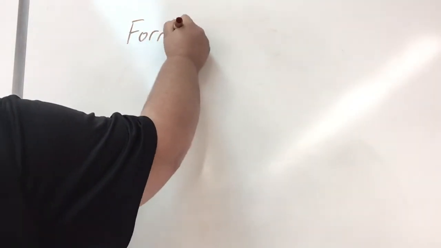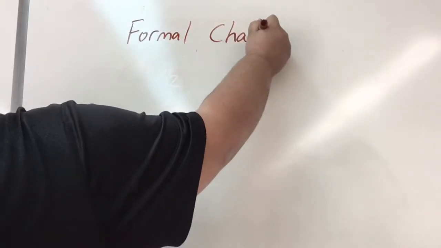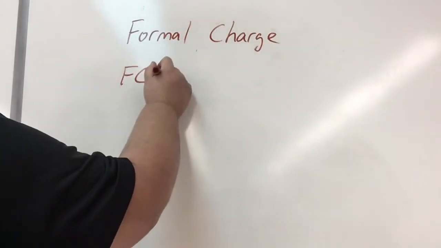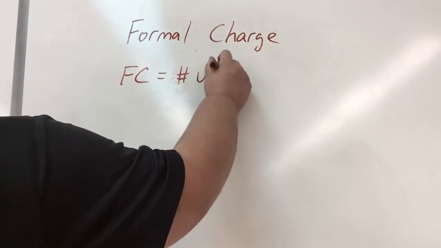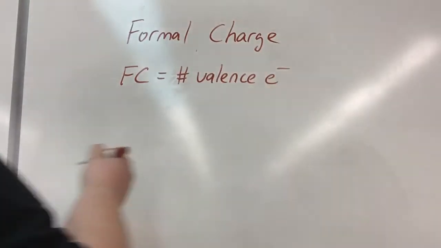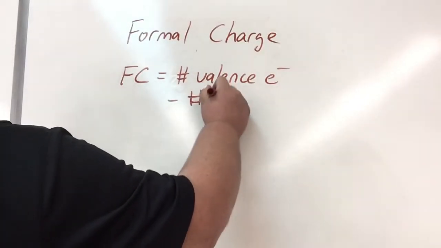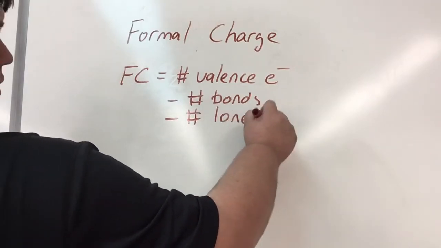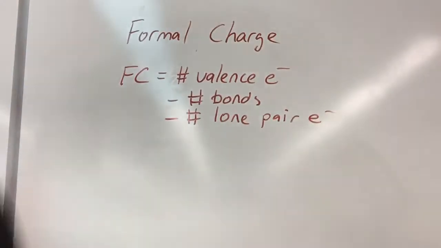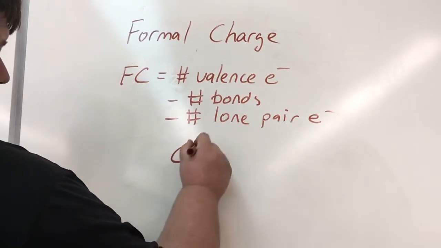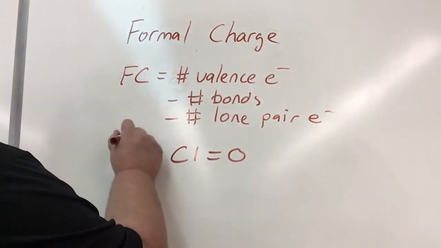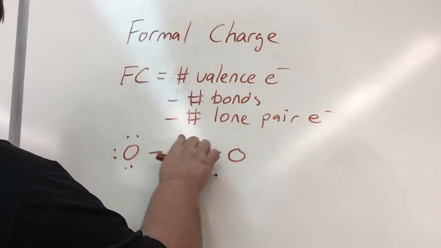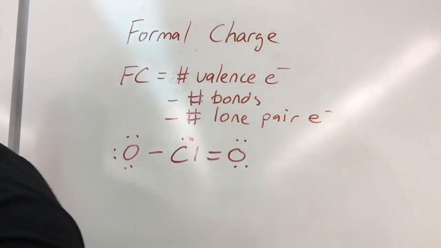So formal charge is a measurement of the electrons in a compound. All right, it's a formula. So formal charge is equal to the number of valence electrons on the atom minus number of bonds minus number of lone pair electrons. All right, I'm using E minus to represent electrons. All right, so let's go back to our Lewis structure from before. Let's do this one. Oops, there's a lone pair right there, and there are 2 lone pair on the outside.